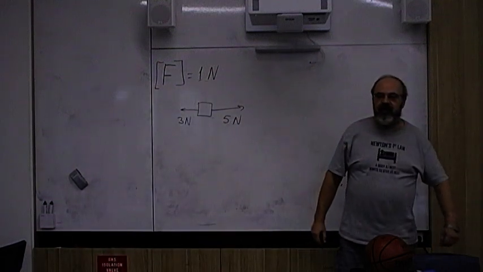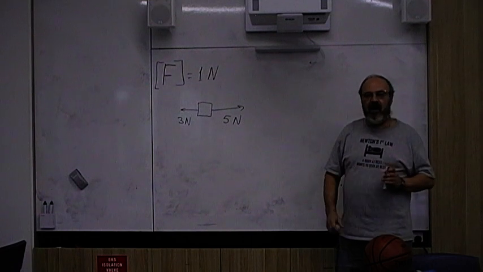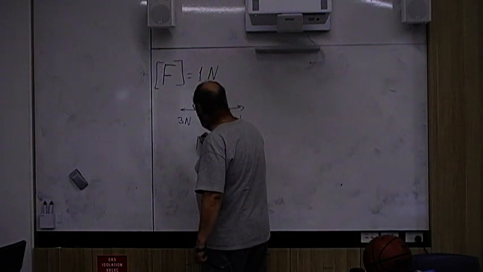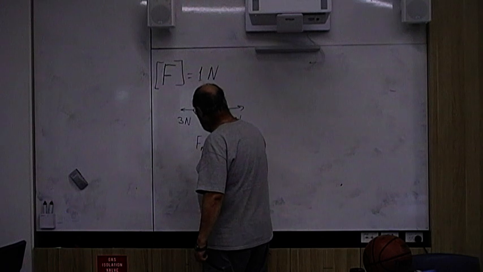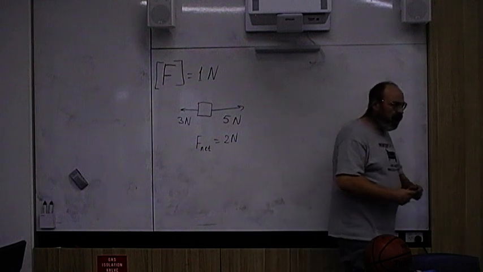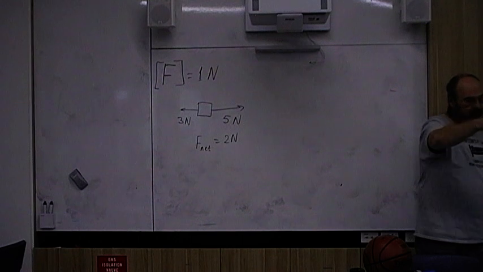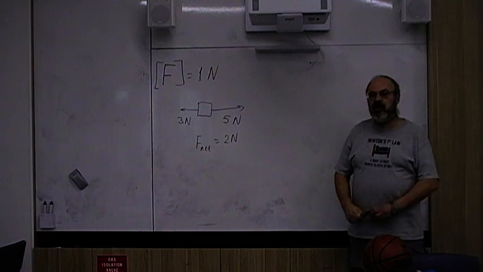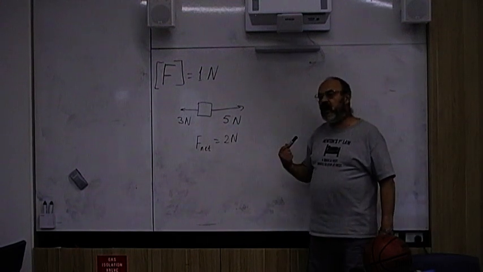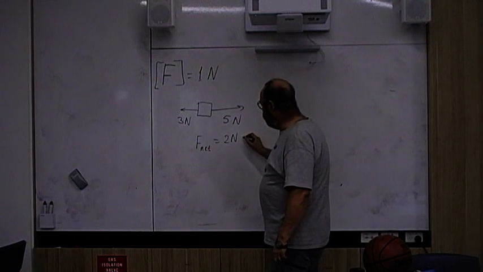How will we find the overall force? 2 newtons to the right. It will be the overall, and we write it F net. Net force will be equal to 2 newtons, and to say out... So, saying that it's 2 newtons is not enough. To give a complete answer, we need to say to the right.